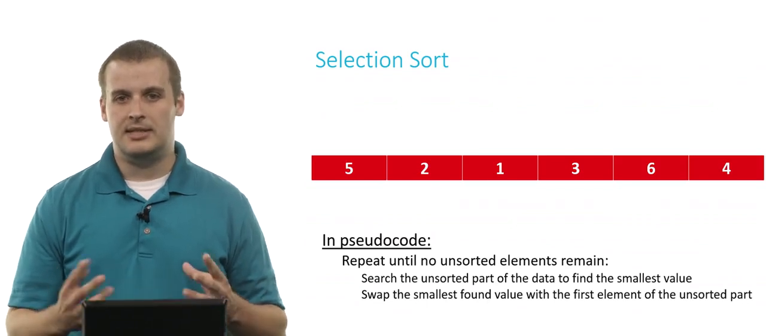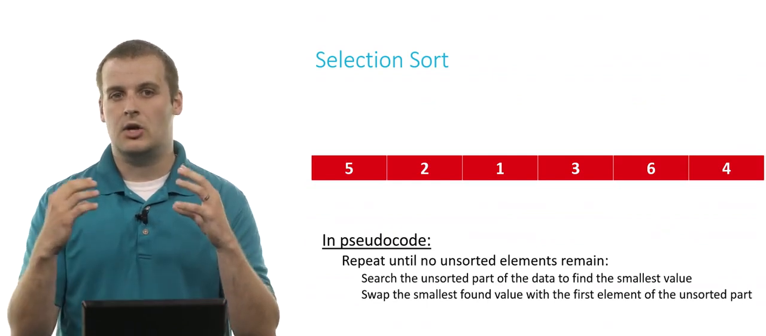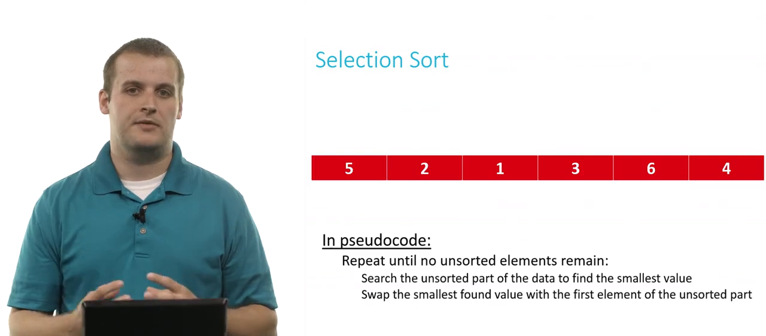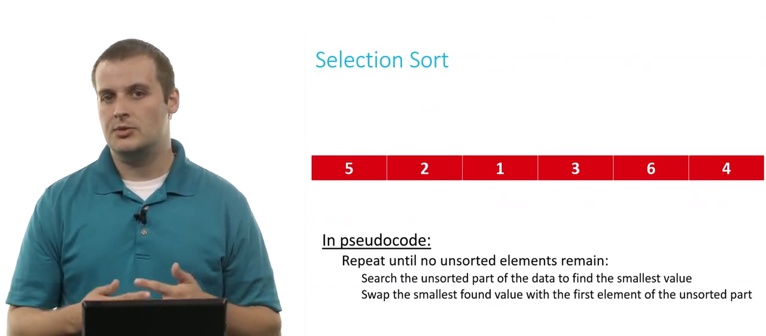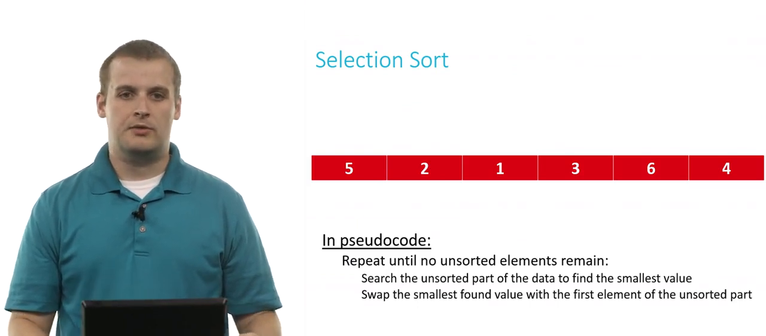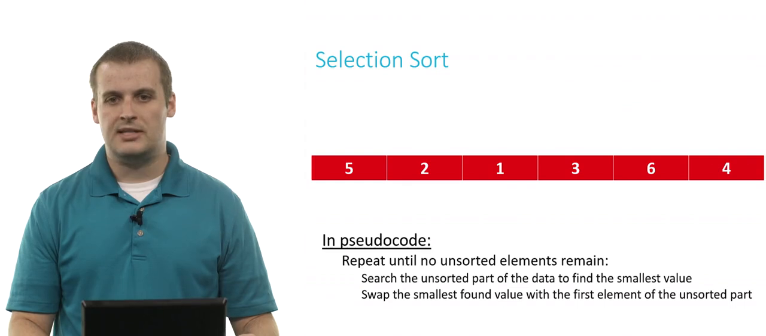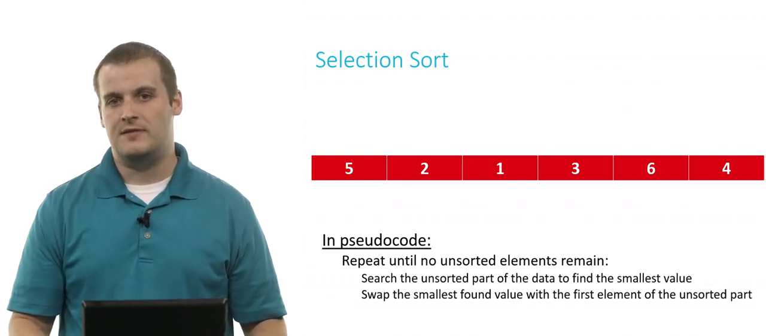So this, I contend, is an unsorted array, and I've indicated it by coloring all of the elements red. They are not yet sorted. This is the entire unsorted part of the array. So let's go through the steps of selection sort to sort this array. Again, we're going to repeat until no unsorted elements remain. We're going to search through the data to find the smallest value, and then swap that value with the first element of the unsorted part.